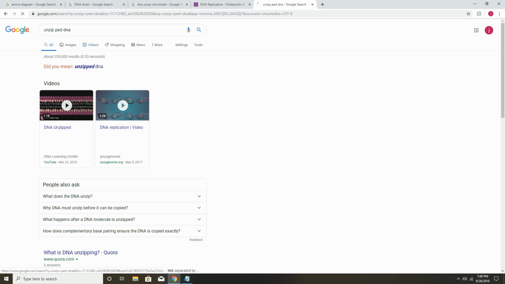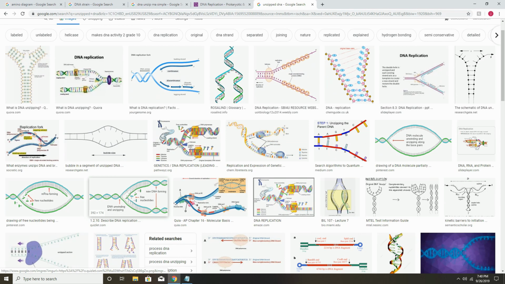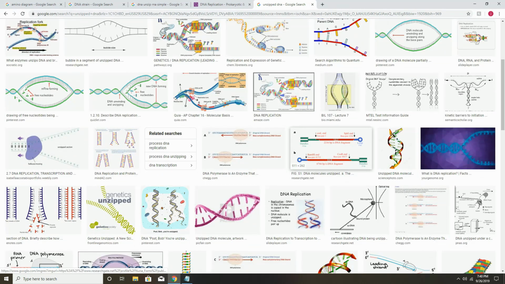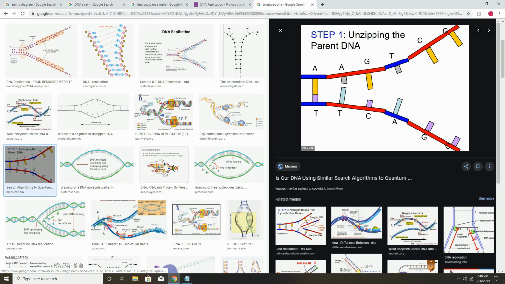Just look it up. Let's go to images. Let's find a pretty good one. Where are they at? So these are the nucleotides I was talking about. One side of the deoxyribose sugar base has these ones, and they are attracted to the ones on the other side.